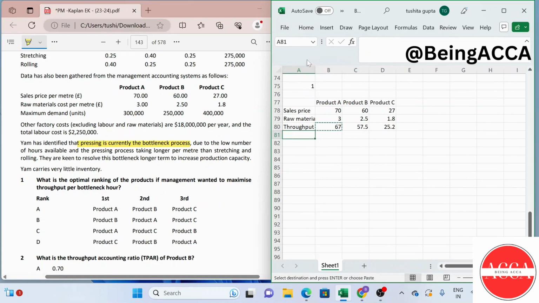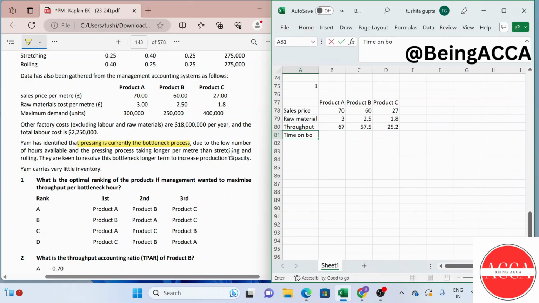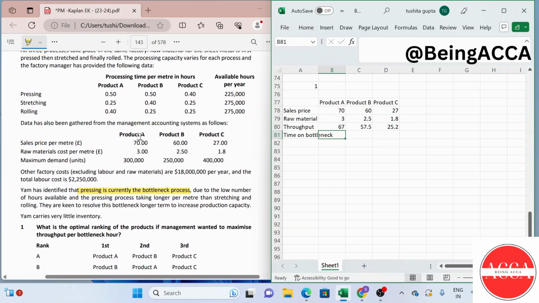Then what I will do is I will see how much time they are taking on my bottleneck process. So time on the bottleneck. Bottleneck is currently pressing. So how much time are they taking on pressing? They are taking 0.5 hours, 0.5 again for product B and 0.4 for product C.